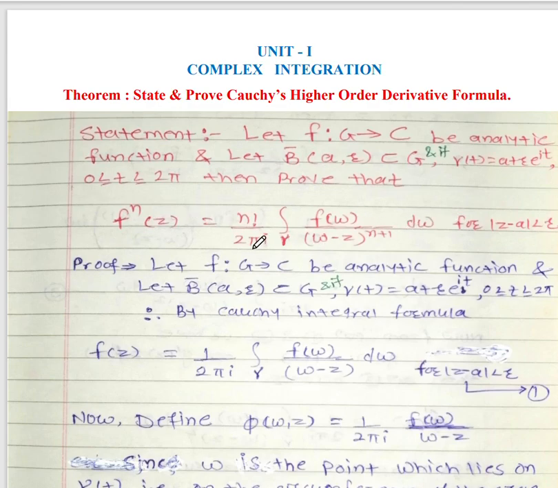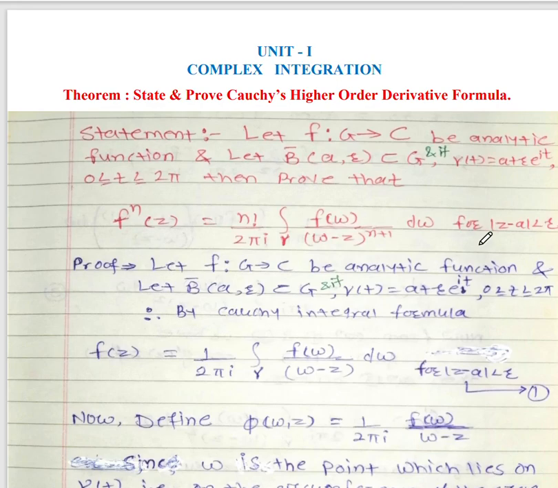Then prove that f^(n)(z), that means the nth derivative of f at z, equals n factorial upon 2 pi i, integral over curve gamma, f of w upon (w minus z) to the power n plus 1, dw, for mod z minus a less than r. So here mod z minus a less than r represents a circle whose center is a and radius is r. This statement is near equal to the Cauchy integral formula, only the formula is different.